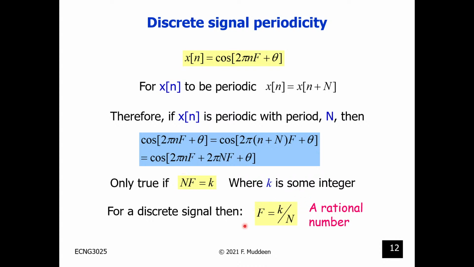So you need to ensure that when you're dealing with discretized frequency with respect to sinusoids in the discretized time domain, you hold this property, meaning capital N times capital F is equal to some integer. Or conversely, capital F is equal to k on N, and you get a rational number. Once this property does not give you an integer, the discretized time sinusoid is not going to be periodic whatsoever.